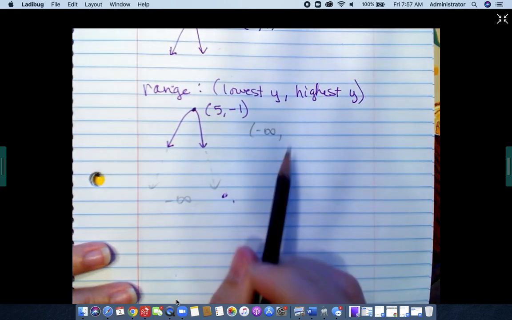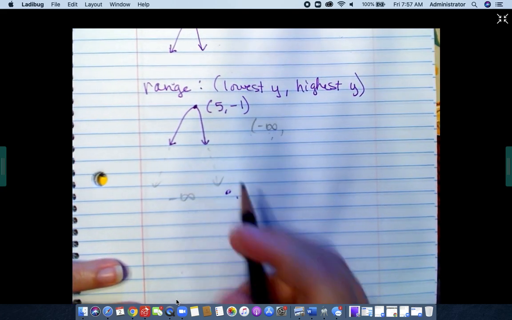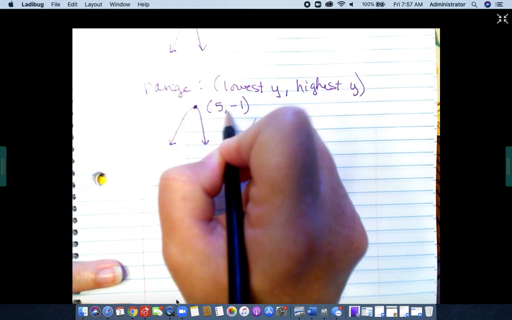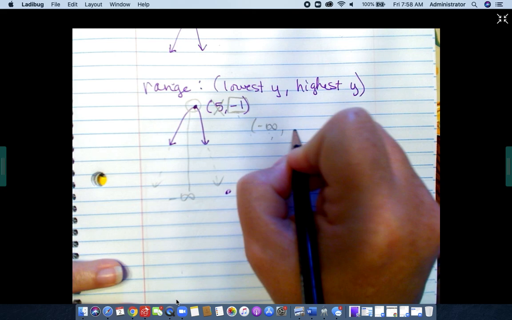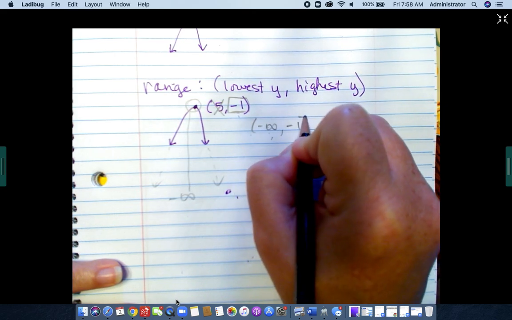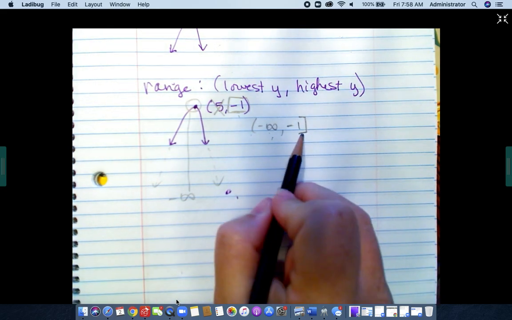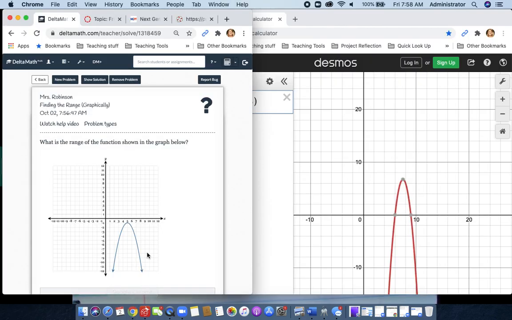And we always remember to use a parenthesis for infinity. My highest y is right here, which is, what's my highest y? It's always the y value, not the x. So my highest y is -1, but I have to put a bracket around it. We put brackets around numbers and a parenthesis around the infinity, whether it's -infinity or positive infinity. And that's my range. That's what I'm going to type in.